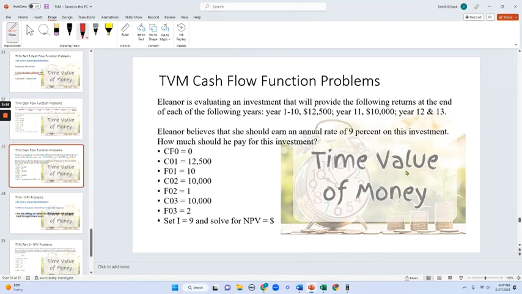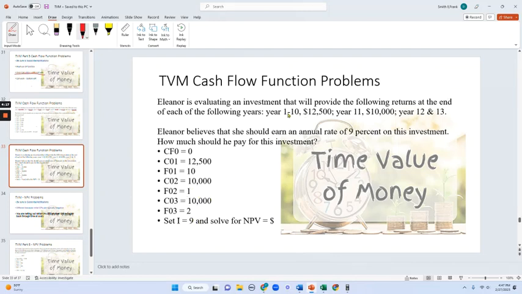So looking at another problem, Eleanor is evaluating an investment that will provide the following returns at the end of each of the following years. Years 1 through 10 is $12,500. Year 11 is $10,000. And then year 12 and 13, there is $10,000. There's nothing else out there.